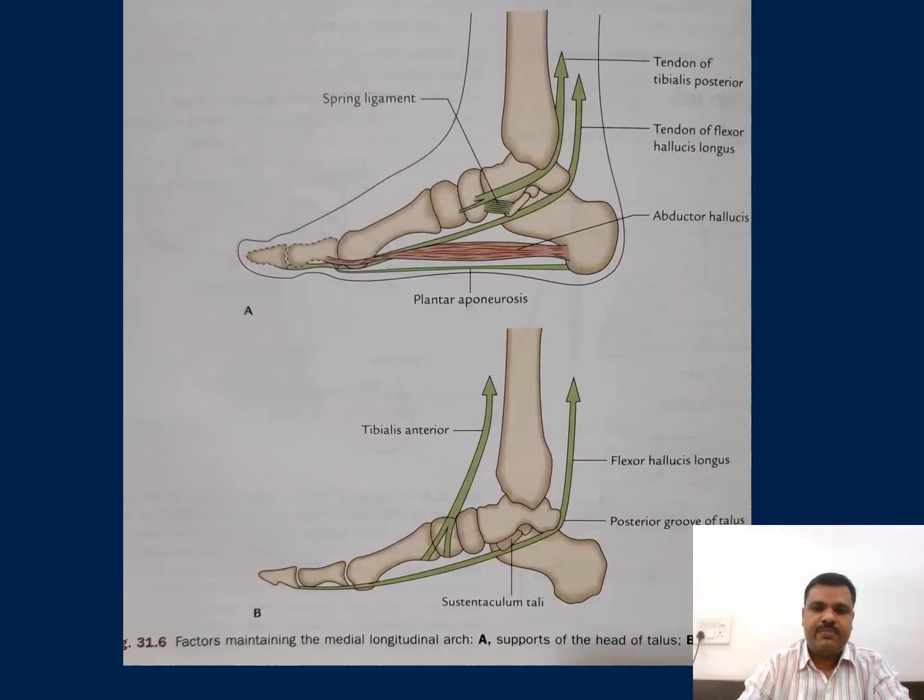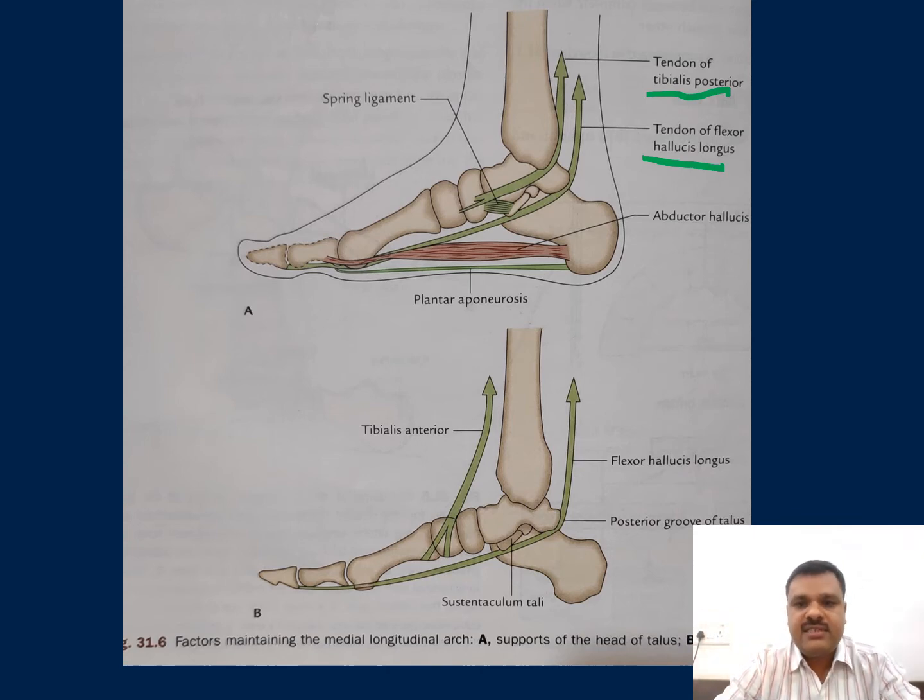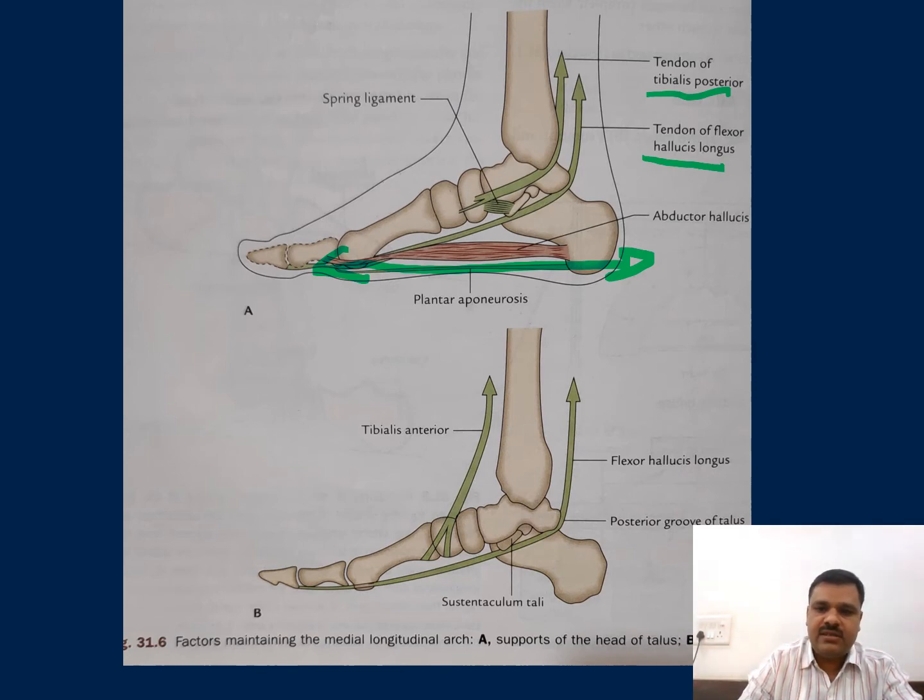Now here we can appreciate how the tibialis posterior and the tendon of the flexor hallucis are acting from above and acting as slings. And here this is a tie beam, where the anterior and posterior ends are connected to each other by the plantar aponeurosis and the muscles which have already been mentioned. So this is the concept of tie beams and slings.